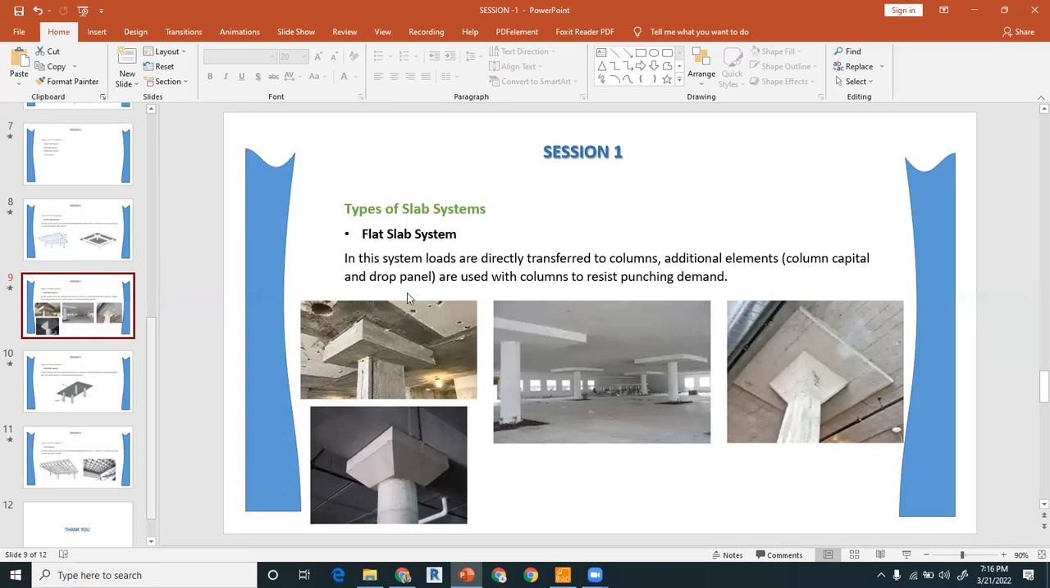You can see in the pictures that drop panels have been provided under the column. You can see it in the other photo as well. There is also a combination of column capital and drop panel, and the last figure is only the column capital, right? The major issue in this system is the punching. If you can resist the punching, you can design this system. But there is also a restriction of the code that you cannot design this system in zone 3 and zone 4, right? In zone 3 and zone 4, you must go for the beam slab system.